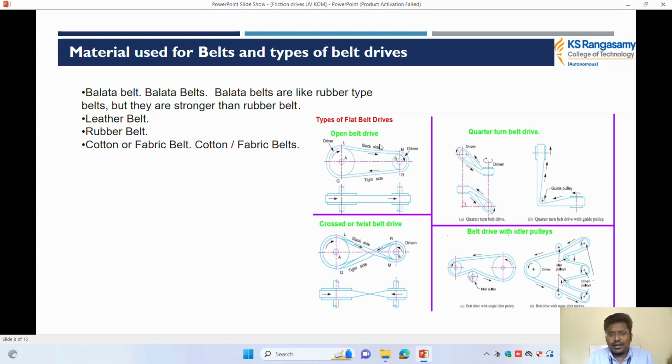That is the example for the open belt drive. Similarly, the rotation will follow for the quarter turn belt drive, crossed belt drive, and belt drive with an idler pulley. So the same thing will be followed in these directions.